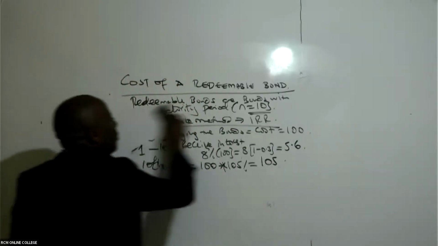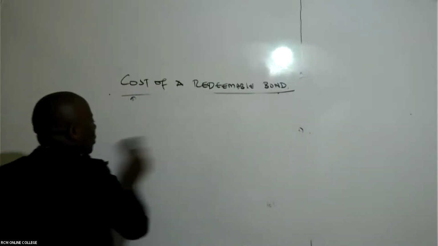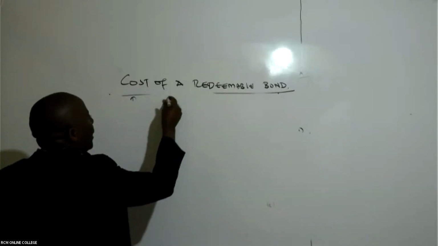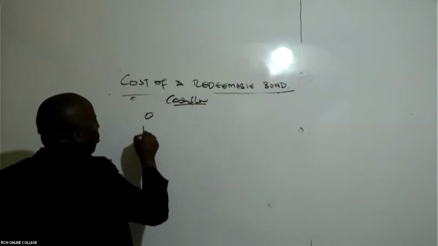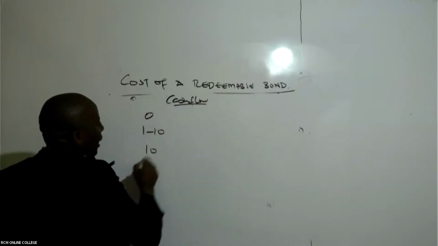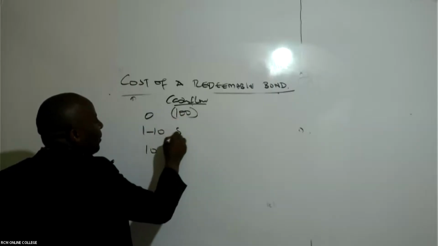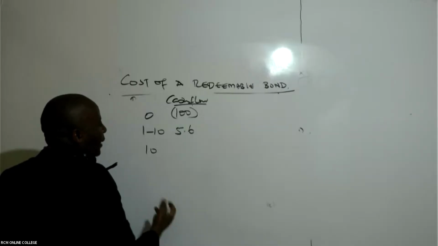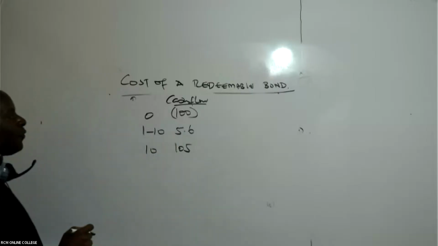Great. So allow me to come and do a cash flow statement. This is how the cash flow will look. We have 0, 1 to 10, and then we have 10. At 0, I'm buying the bond. From 1 to 10, I can see myself getting 5.6. It's an inflow. And then at 10, I can see myself getting the redemption value of 105.